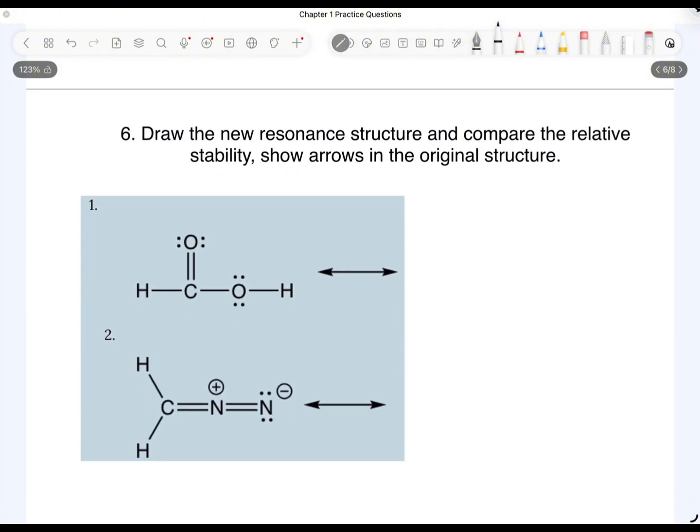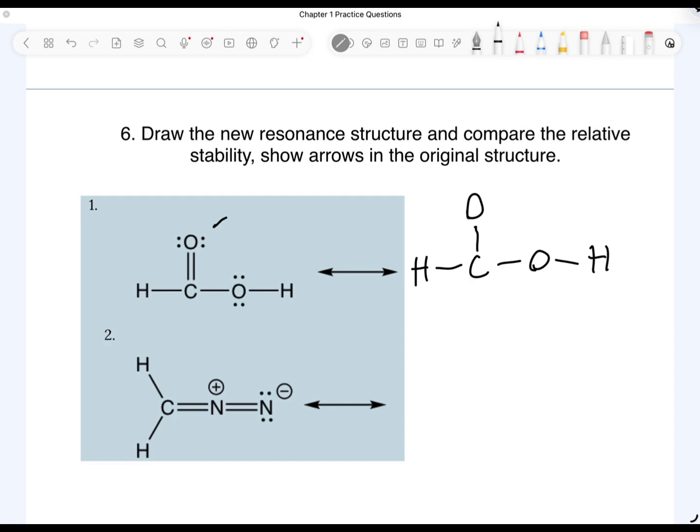Draw the new resonance structure and compare the relative stability. Show arrows in the original structure. Now, to draw a resonance structure, you have to draw the Lewis structure, but the connectivity has to stay the same. The only difference is the electron arrangement. For example, hydrogen is always going to have that sigma bond to that carbon, and this carbon is always going to have that sigma bond to this oxygen when drawing resonance structures, at least. So we all know that this is for sure correct. Now, the electron arrangement is going to differ.